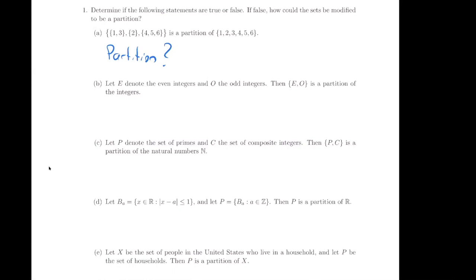Okay, great. Thanks for the replies. So everybody says yes, this is a partition. Here what we want to make sure is that our set S is the first 6 natural numbers. And when I take the union of {1, 3}, {2}, and {4, 5, 6}, we get S back.